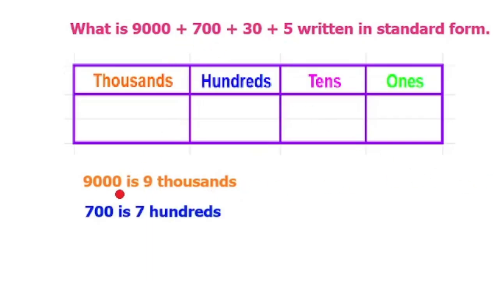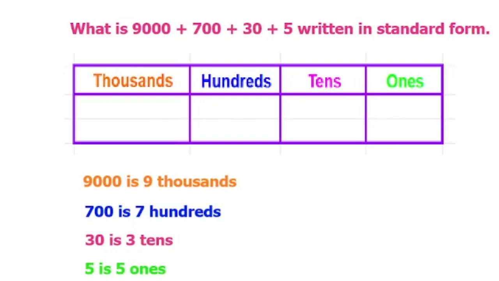Then 700 is 7 hundreds. And 30 is 3 tens. And 5 is 5 ones. So to write it out, we just need to put it into the place value chart.